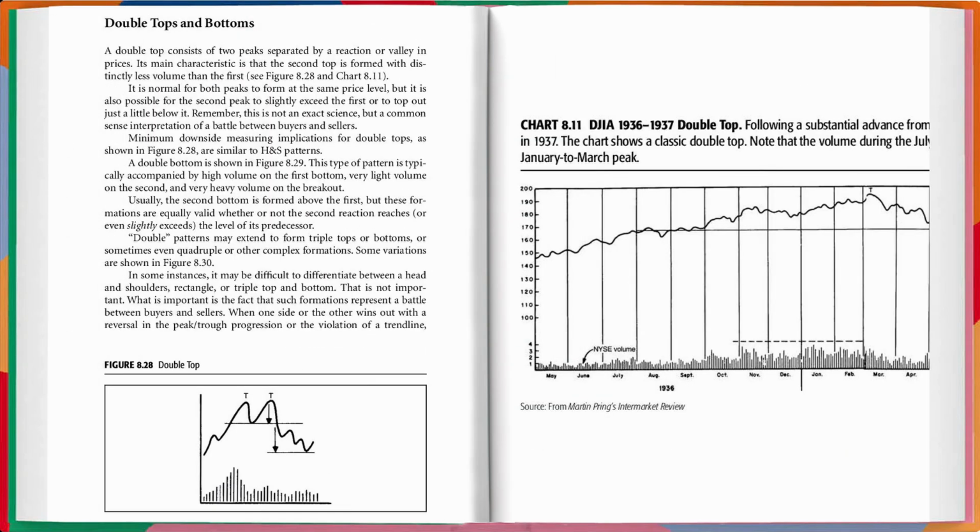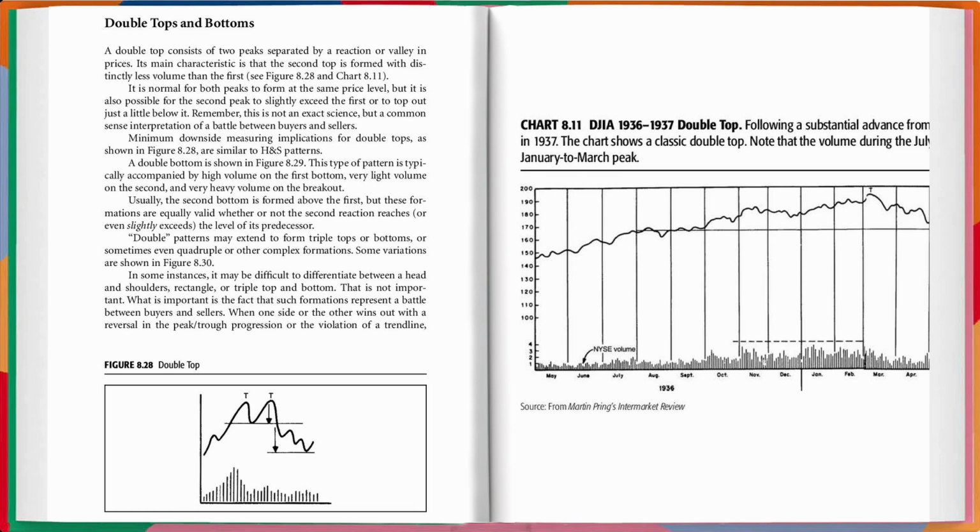Double tops and bottoms. A double top consists of two peaks separated by a reaction or valley in prices. Its main characteristic is that the second top is formed with distinctly less volume than the first. See Figure 8.28 and Chart 8.11. It is normal for both peaks to form at the same price level, but it is also possible for the second peak to slightly exceed the first or to top out just a little below it. Remember, this is not an exact science but a common-sense interpretation of a battle between buyers and sellers. Minimum downside measuring implications for double tops, as shown in Figure 8.28, are similar to H and S patterns.